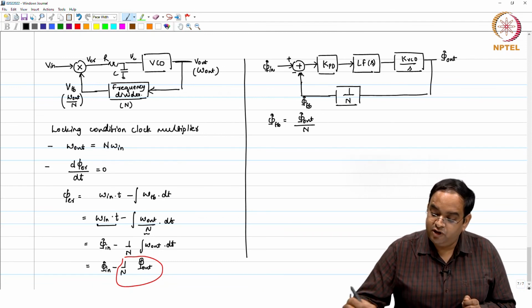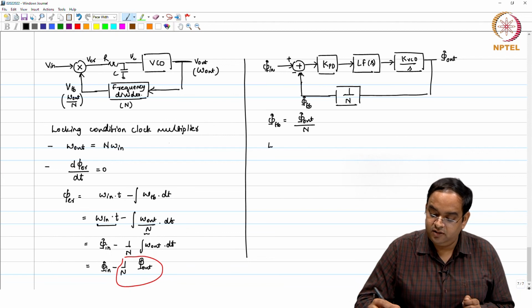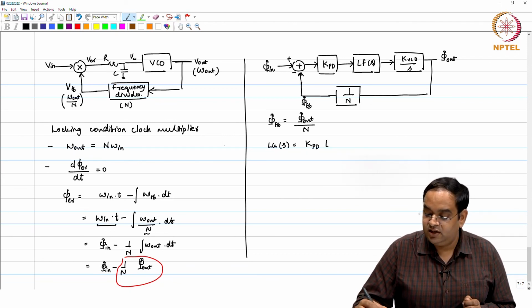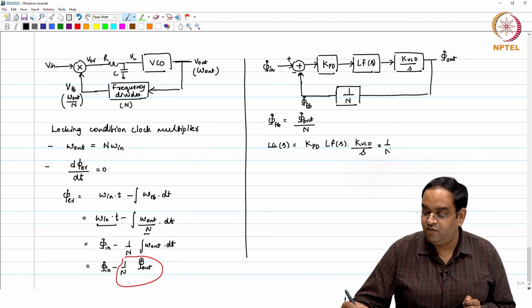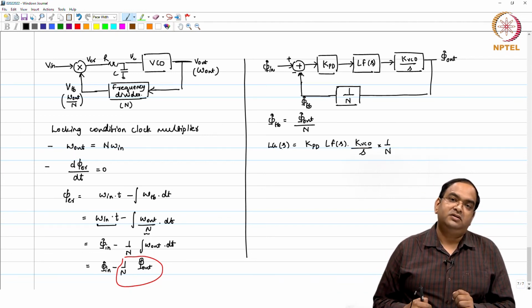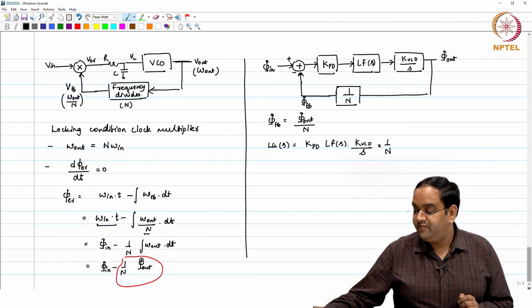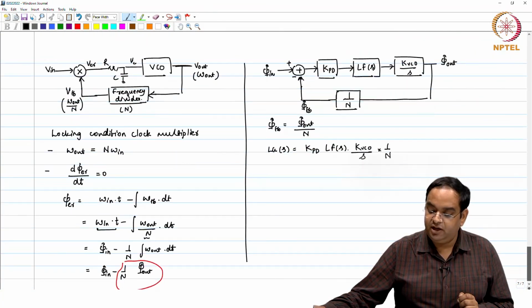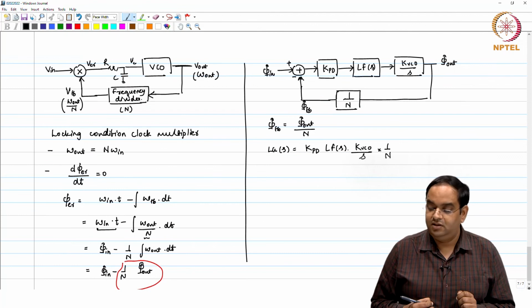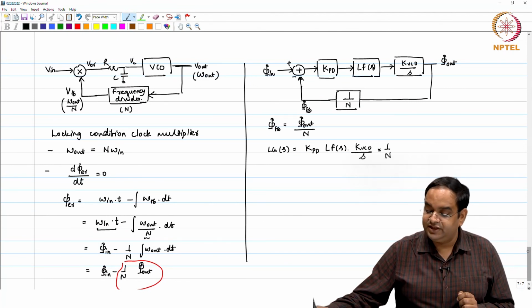The loop gain for this particular loop is equal to K PD times loop filter of S times K VCO by S. You have now 1 over n in the feedback path. So, loop gain will have this transfer function. We will implement the clock multiplier in this course, and we will go into detail of each block from the next session. Thank you.